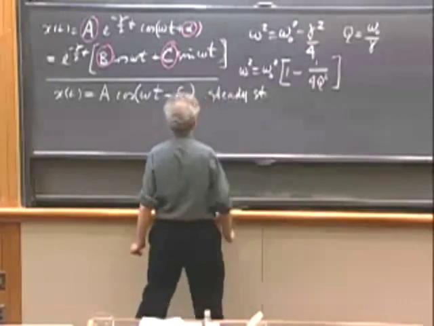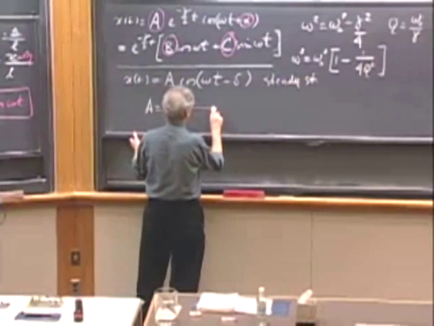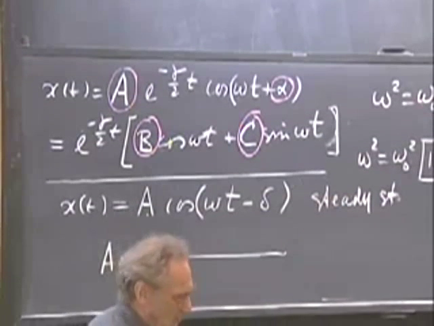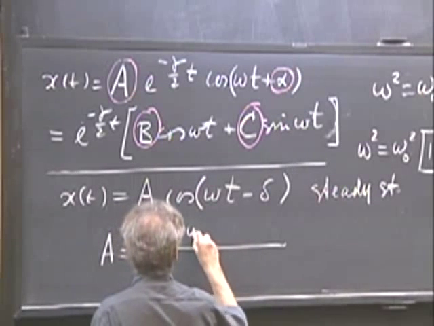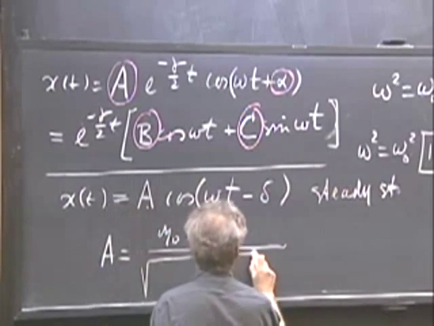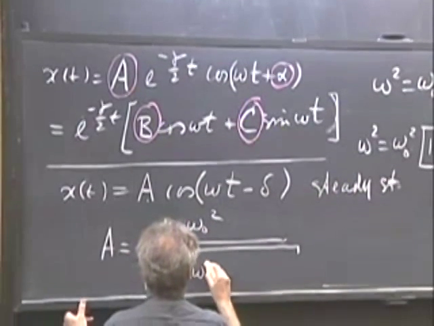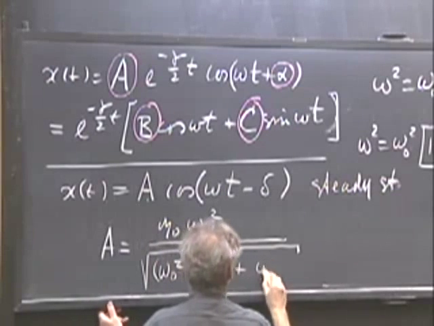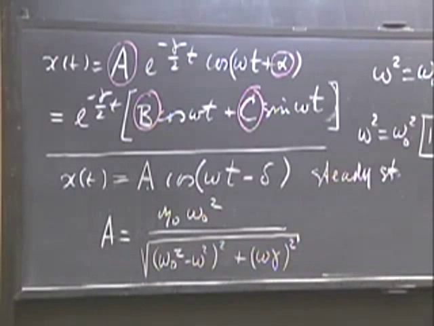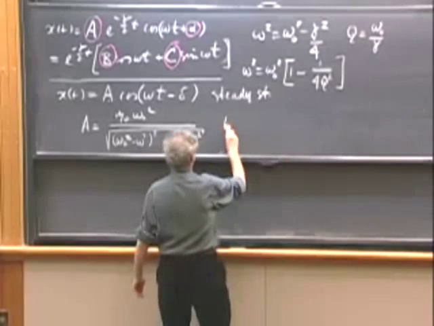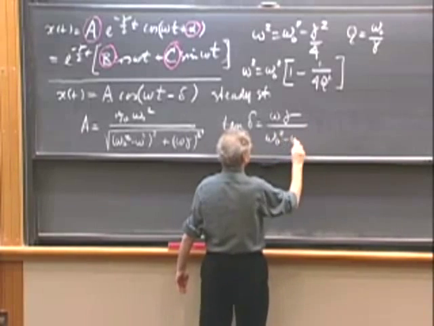Steady state. And this A becomes then a rather complicated function. Upstairs, I get eta 0 omega 0 squared. I get this part. And downstairs, I get the square root of omega 0 squared minus omega squared plus omega gamma squared. And that is the amplitude as a function of omega, and the tangent of delta becomes omega gamma divided by omega 0 squared minus omega squared.